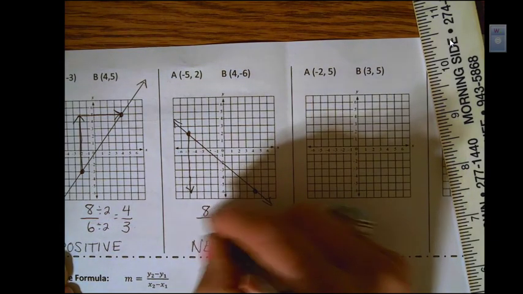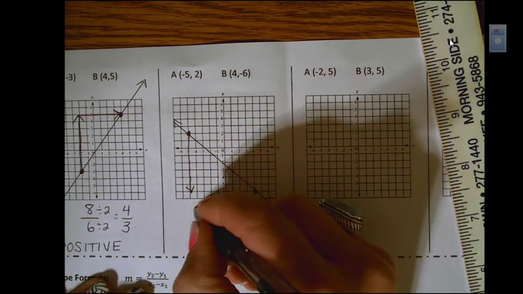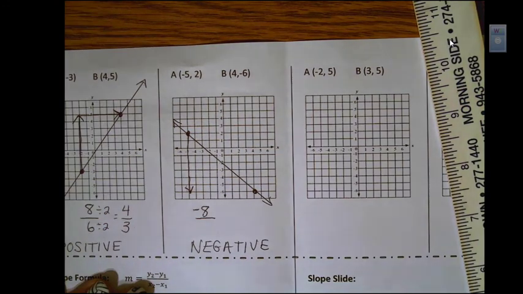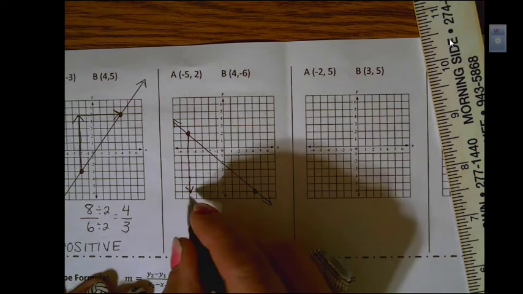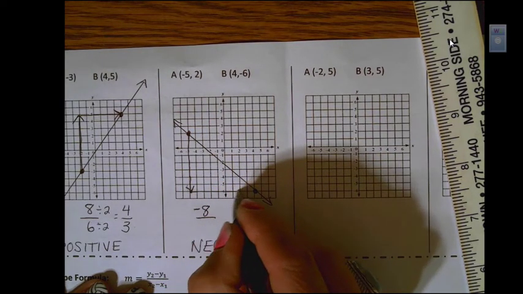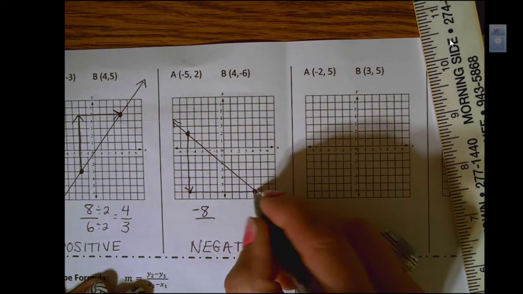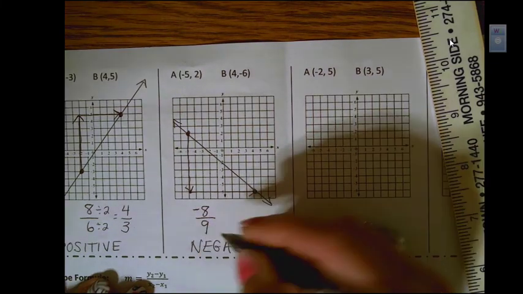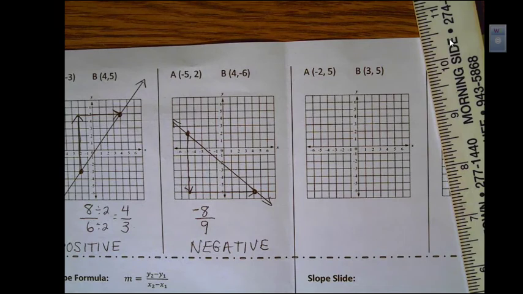So that's my change in y. I'm going down 8, so notice I put a negative on it. I'm going to run 1, 2, 3, 4, 5, 6, 7, 8, 9. Now on that one, there's nothing to simplify, so it just stays -8/9.